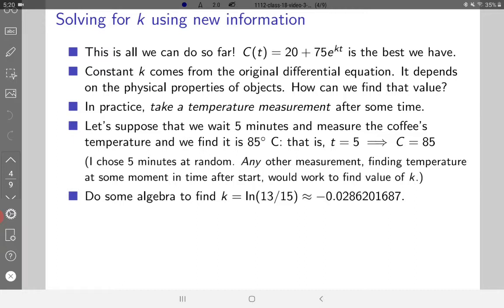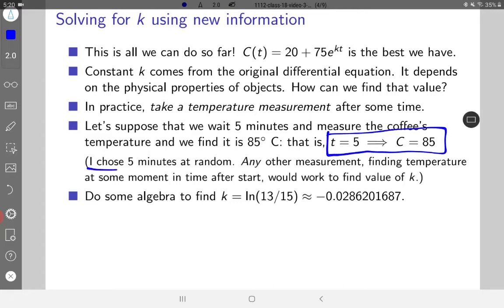So for the sake of having some numbers to work with, I have arbitrarily said, let's say I wait 5 minutes and I measure the coffee's temperature and I find that it's 85 degrees Celsius. I chose that arbitrarily. I made up these numbers. It didn't have to be 5 minutes. It could have been 1 or 10 or an hour. And it doesn't matter what measurement I get.